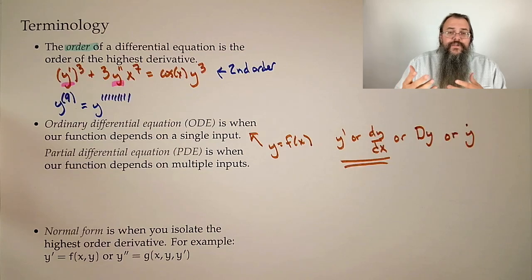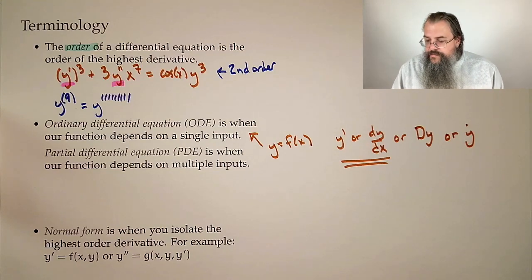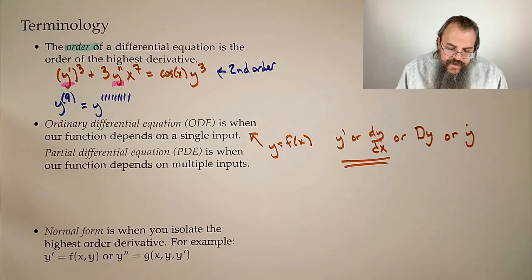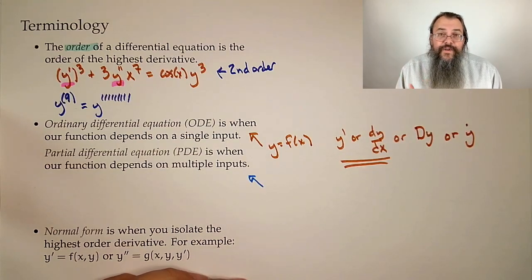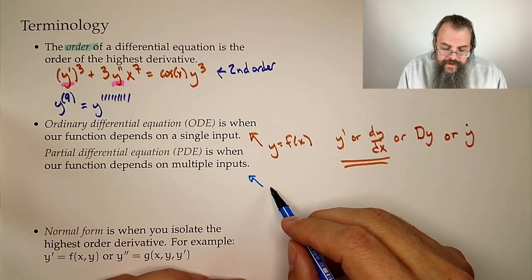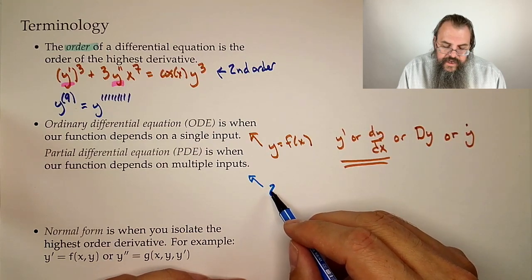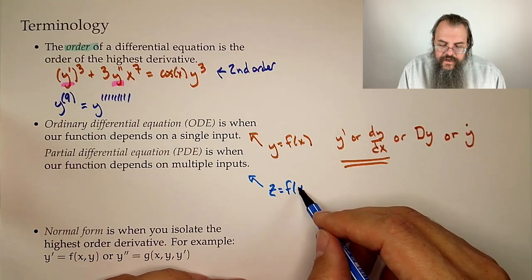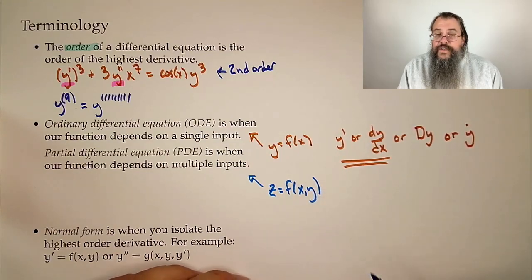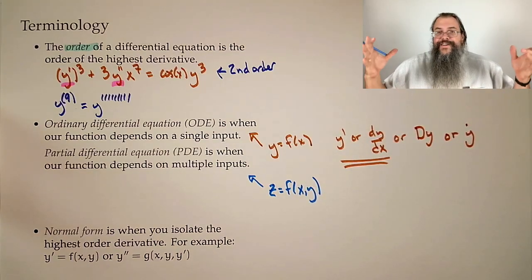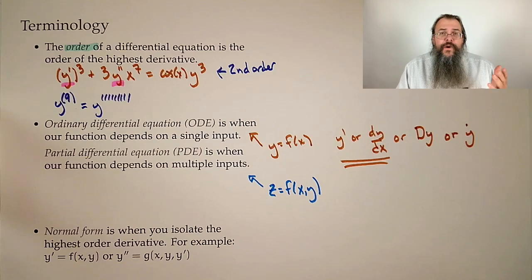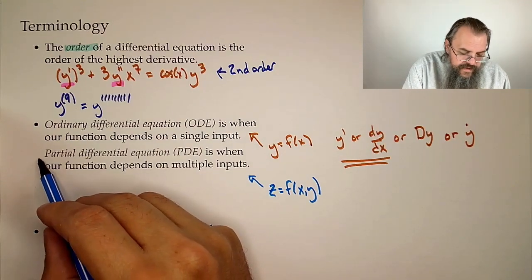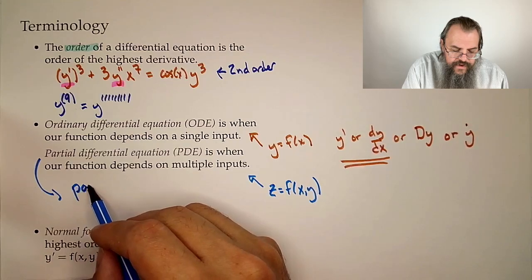So then we get into what's called a partial differential equation. That's when our functions depend on multiple inputs. So we might have, let's just say, z is a function of x and y, or a function of x and y and t. The point is multiple inputs. So why do we call it a partial differential equation? Well, really, this comes down to partial derivatives.